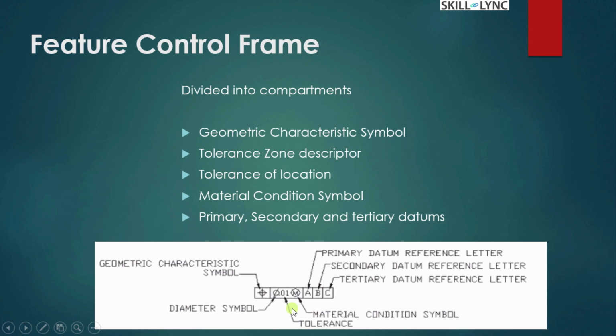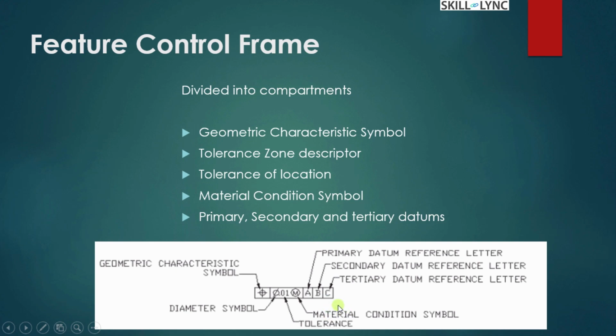Here the tolerance zone is specified, followed by the modifier. Here we have given the material condition. So it is the maximum material condition, or the minimum material condition, or the tangent plane, or the unequal tolerance zone. All those modifier symbols are then placed in this compartment. Next we have a compartment based on the requirement.